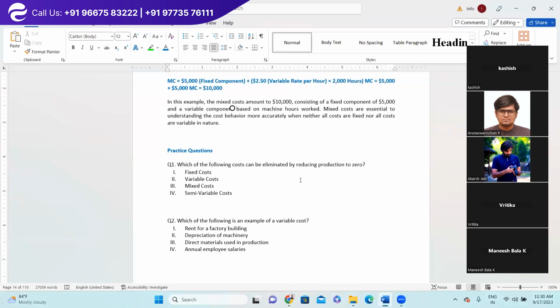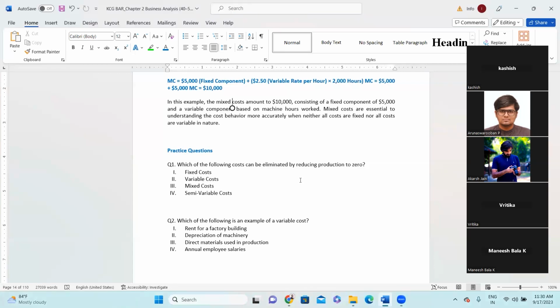Are you guys here? Sir, basically it is asking which cost will be impacted by production. So it seems to be variable, variable cost. Right, everyone? Vartika, Arun? Because, sir, fixed will remain fixed. Mixed cost also, sir, has fixed, but a little bit of variable. The variable can be reduced to zero. So if you are not producing anything, then you can reduce the variable cost to zero. Yes, sir. Right? So yeah, the correct answer is the second, variable cost.